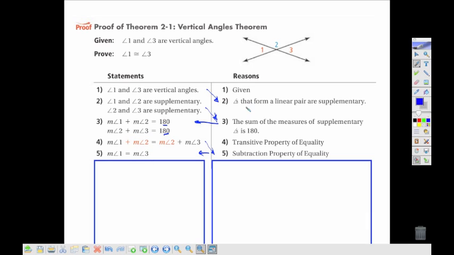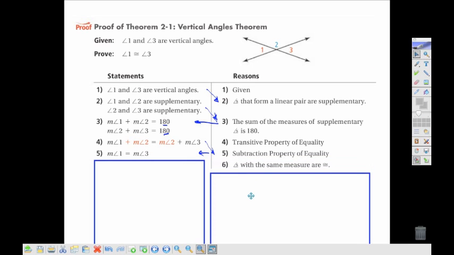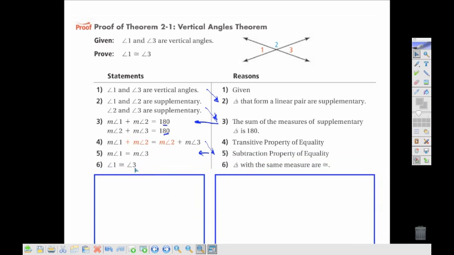Now finally, we haven't exactly gotten this. This is 1 and 3 congruent. We're dealing with addition and equals. We want to change it back to congruent. Well, our definition of congruent angles, when they have the same measure, they're congruent. You could also write this one as the definition of congruent angles.